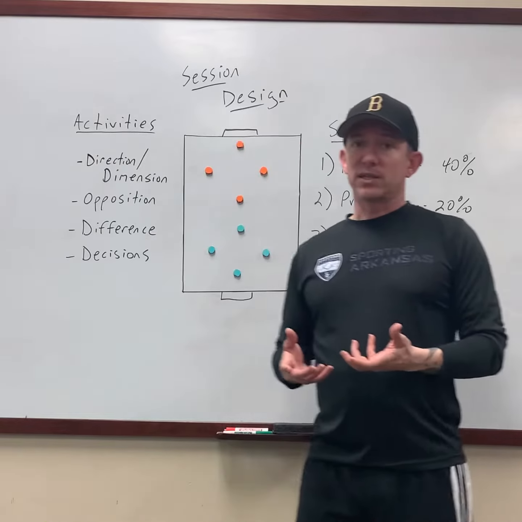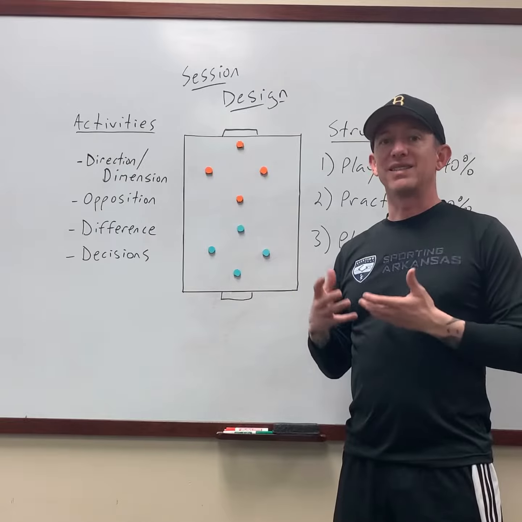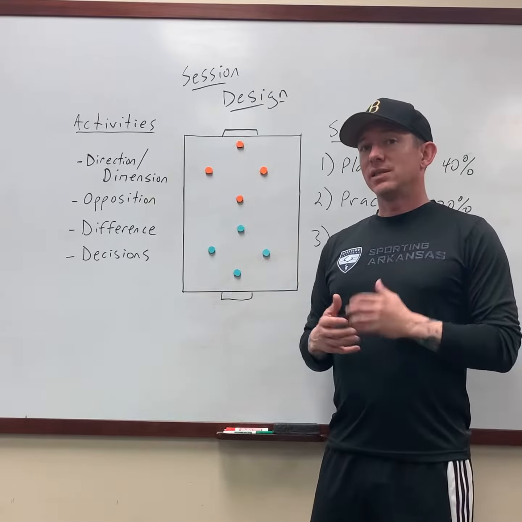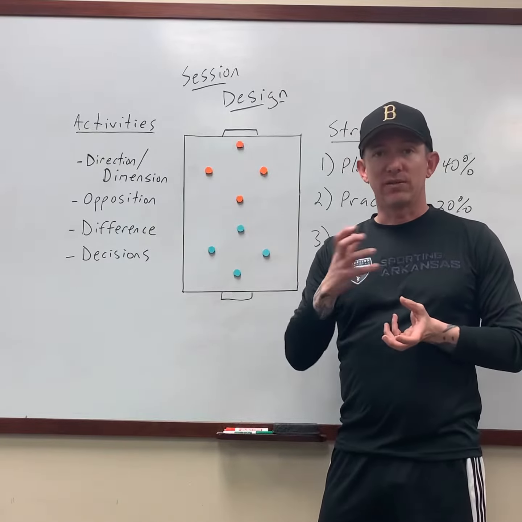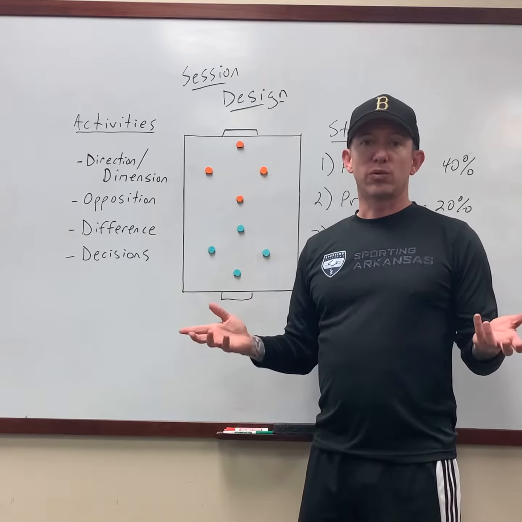Within that play, practice, play model, you want to have each of your activities, whether it's play or practice, have as much representation as possible. What that means is, within the game, there are some core pieces. For a practice activity to transfer into the game, you want to include these elements. First element you want to include is direction and dimension.